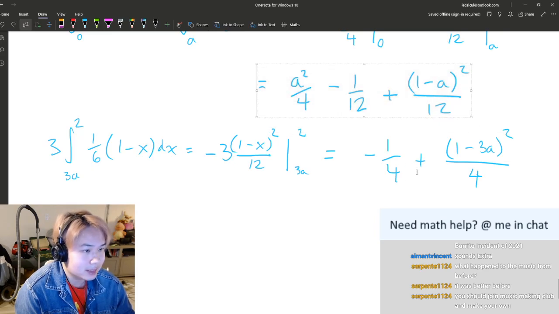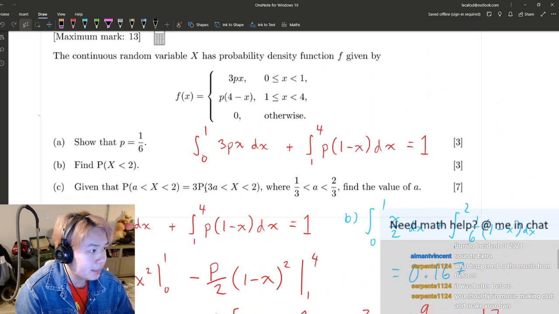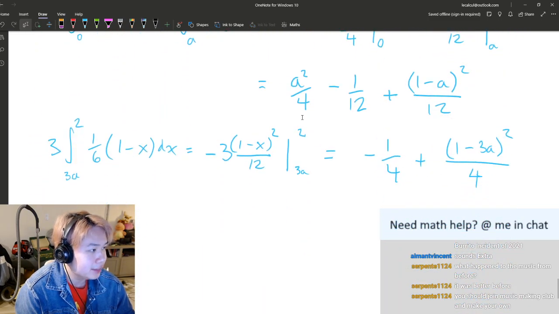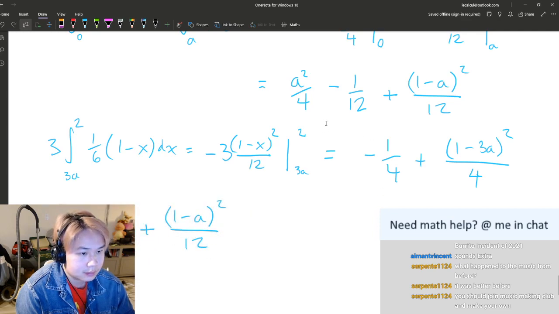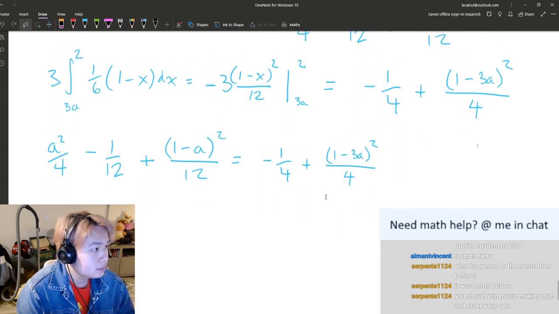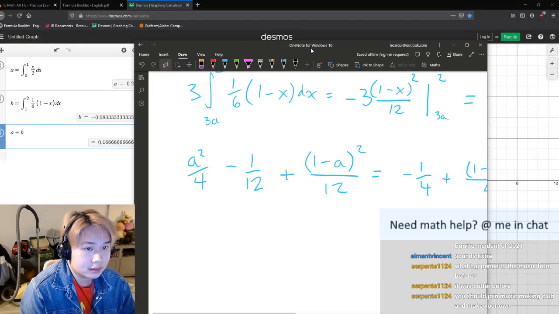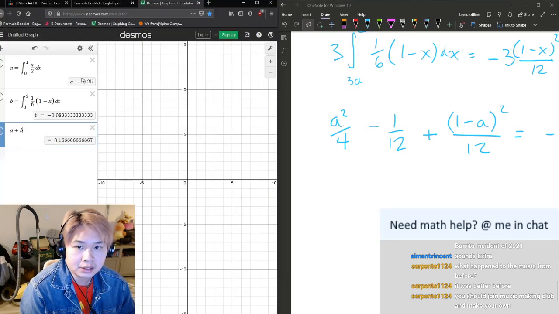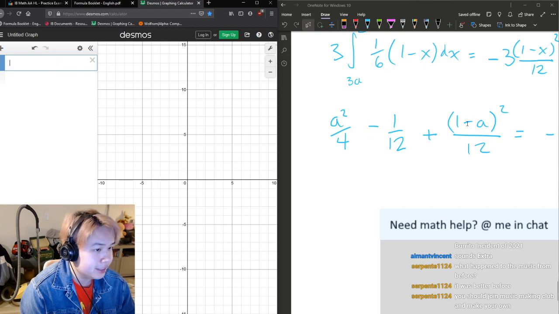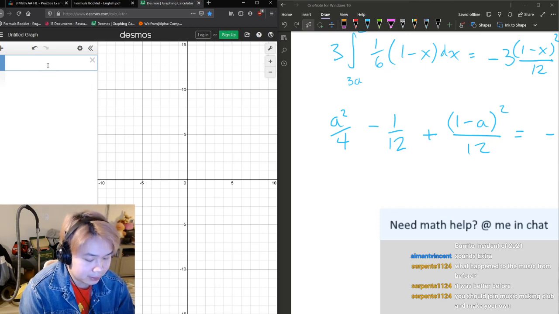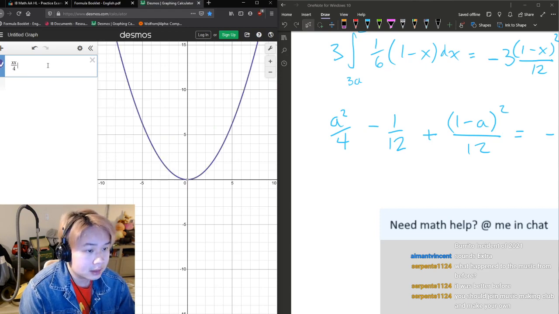But anyways, okay. So this is the left probability. And then I just found the right probability. And then I know that these two things are equal to each other. And then basically, I can solve for A using a graphing calculator. So I'm just gonna graph each side as a function, and then find their intersection. And as long as I did my integrals right, this should be fine. So let me just type this in.